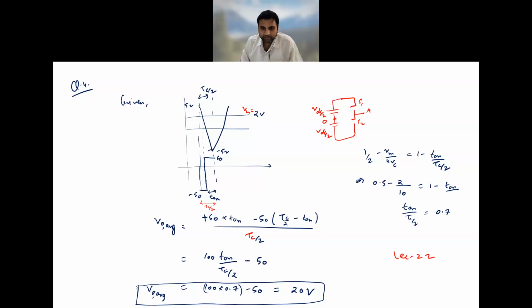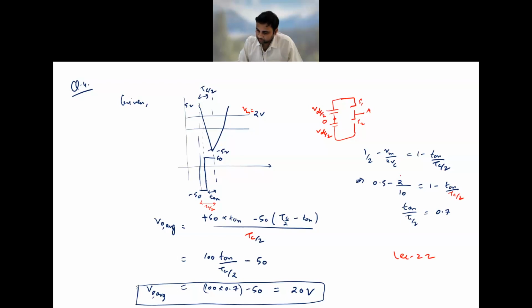Now we have to calculate this T on by TC by 2. You can define the slope of this line and then this line and equate them to the same value, and finally what you will get is half minus Vm by 2 Vc is equal to 1 minus T on by Tc by 2. And we have to calculate this Tc by 2.